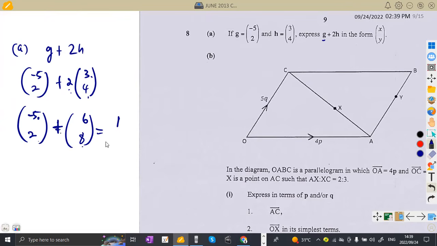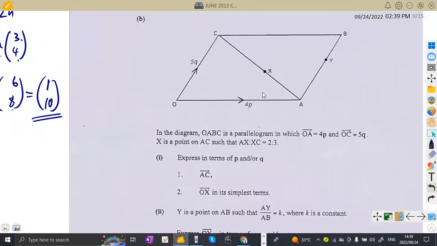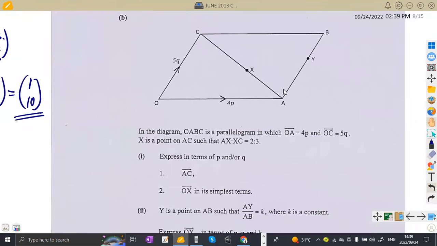2 plus 8, which is 10. So it's going to be 110 like this. Okay, so that was actually a direct question. So we're going to see the B part now, where we are given a diagram that we're supposed to work from. So let's see how actually we're supposed to work from this diagram.